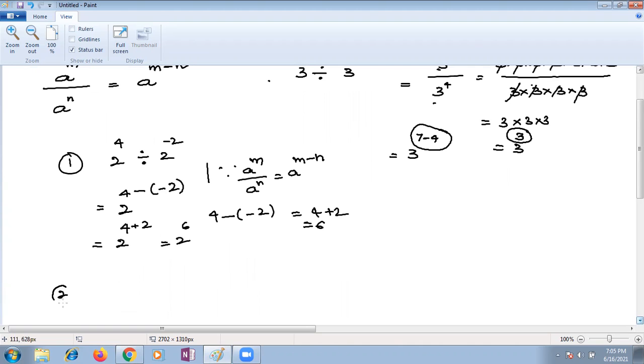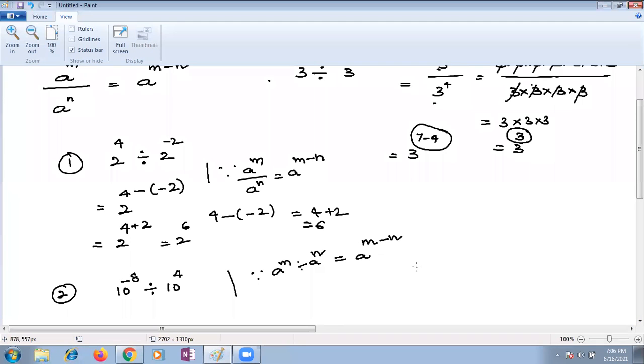Next for Ritvik. This is for you, Ritvik: 10 power minus 8 divided by 10 power 4. The formula is a power m divided by a power n. So we have to multiply a power m minus n. You need to subtract, not multiply. Yes, ma'am. We should subtract.